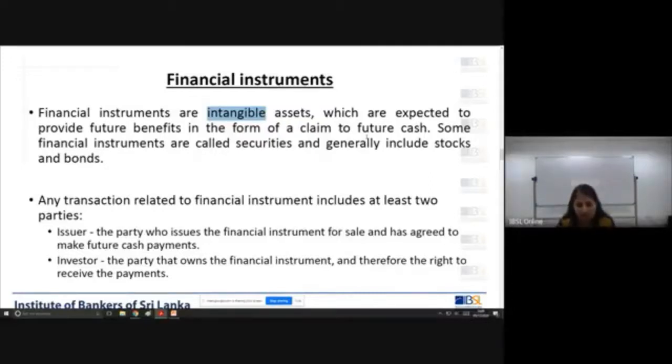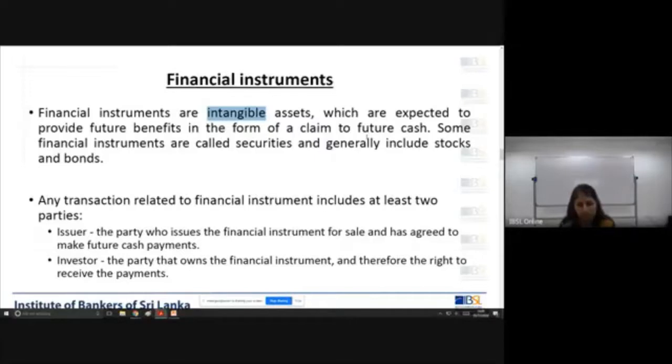Take a share in the stock market. You invest in a share. What does it give you? In the future, when the company is performing well and when they declare dividends, or when the share price of the company grows, you have a claim on that future cash. Okay, simple as that.